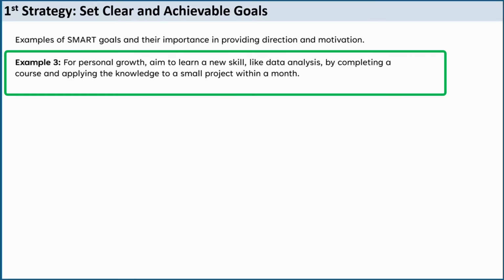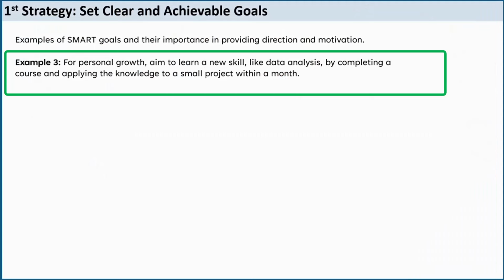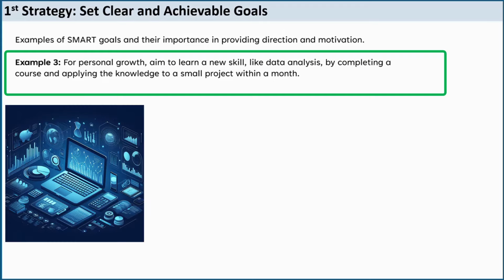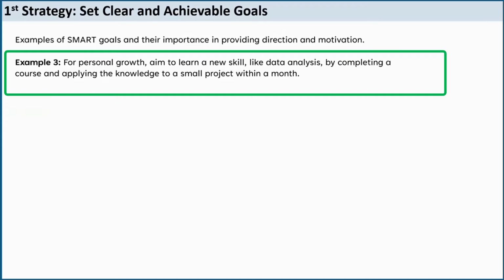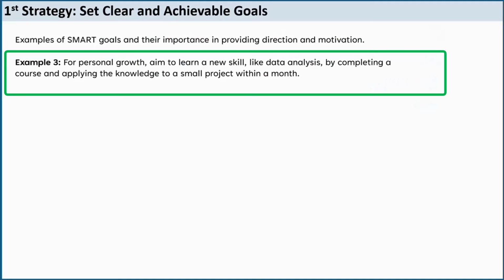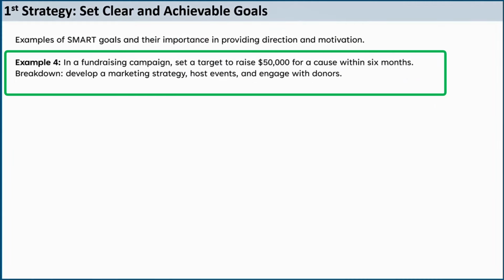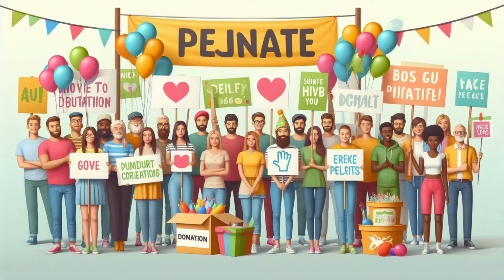How to set a clear and achievable goal for personal growth. Aim to learn a new skill like data analysis by completing a course and applying the knowledge to a small project within a month. The fourth example is related to a fundraising program.